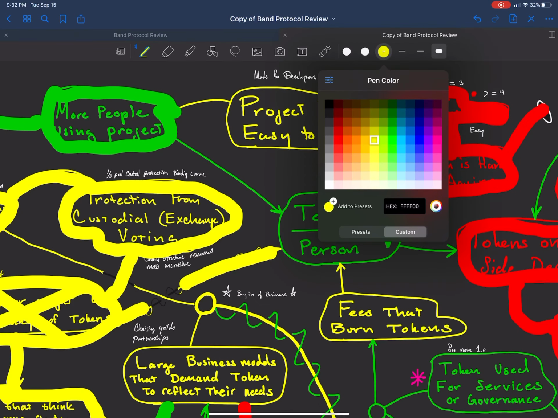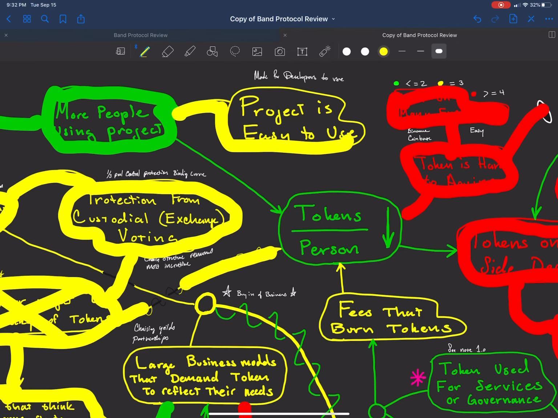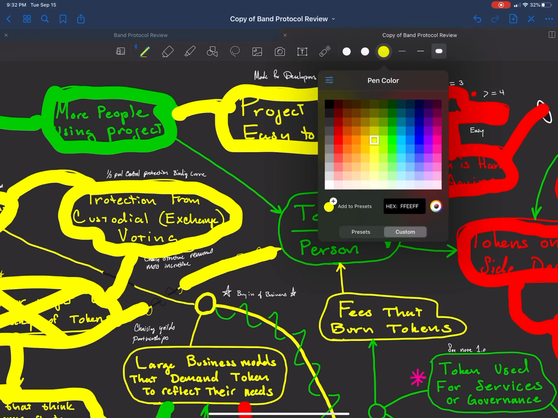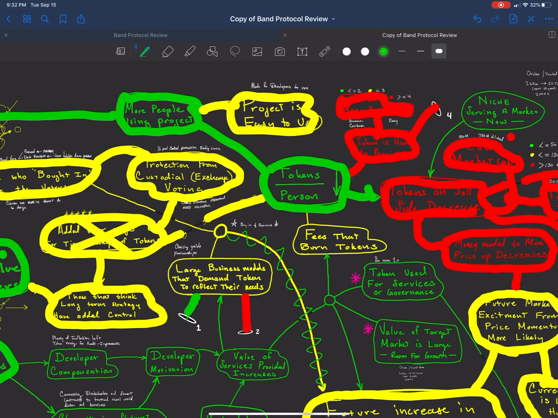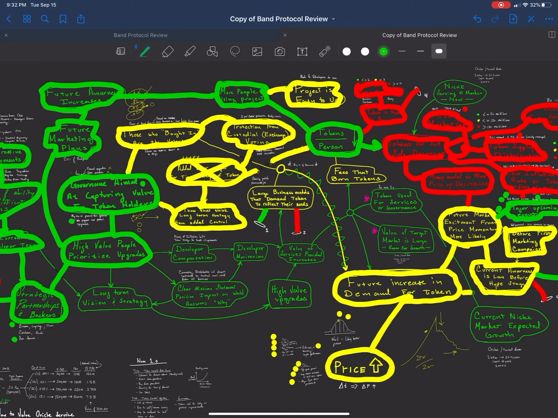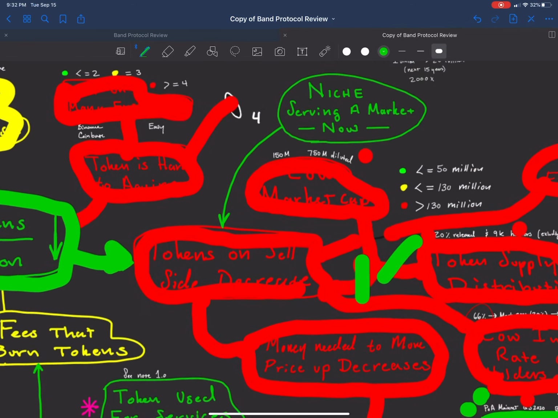Project easy to use. It's for developers, so this is kind of an irrelevant thing. Developers will do what they need to do if they need to learn a new technology, but I'm sure they're providing their services in such a way that developers can use it. Tokens per person to go down. I do expect that to happen. And then you could see all these forces over here taking over.